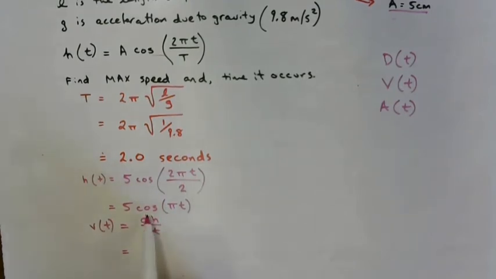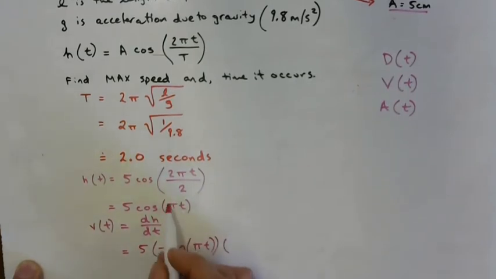What is the derivative of a cosine function? Negative sine function. So we're going to end up with, and then we take the derivative of the inside as well, right? I'll do it separately. So we're looking at 5 times negative sine pi t times the derivative of the inside, which is pi. Remembering pi is just a number, right? So this is a number times t to the power of 1. So our variable will drop to t to the power of 0, and we're just left with our constant.